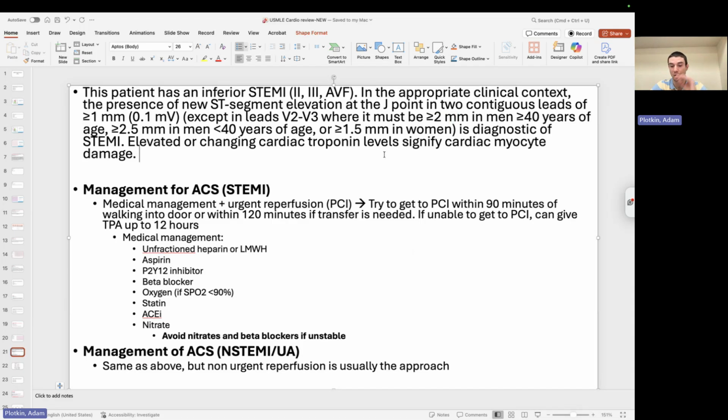So by contiguous leads, that would be 2, 3, aVF, which tell me about the inferior wall. It would be 1, aVL, V5, V6, which tell me about the lateral wall. And then it would be V1 through V4, essentially, which is like my anterior septal wall.